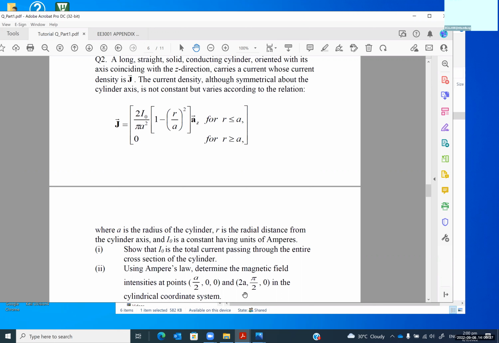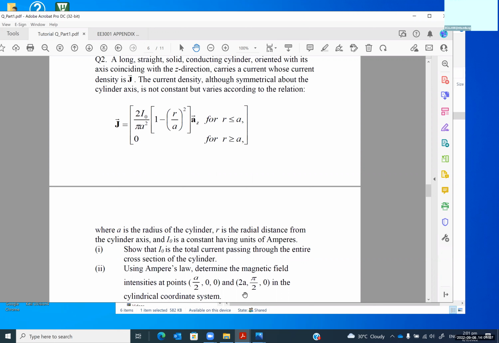Where do you start? Draw something that reflects what you're going to use for Ampere's law. So you have to know how to interpret Ampere's law first. Then you can draw what you want to solve Ampere's law. That's my recommendation.